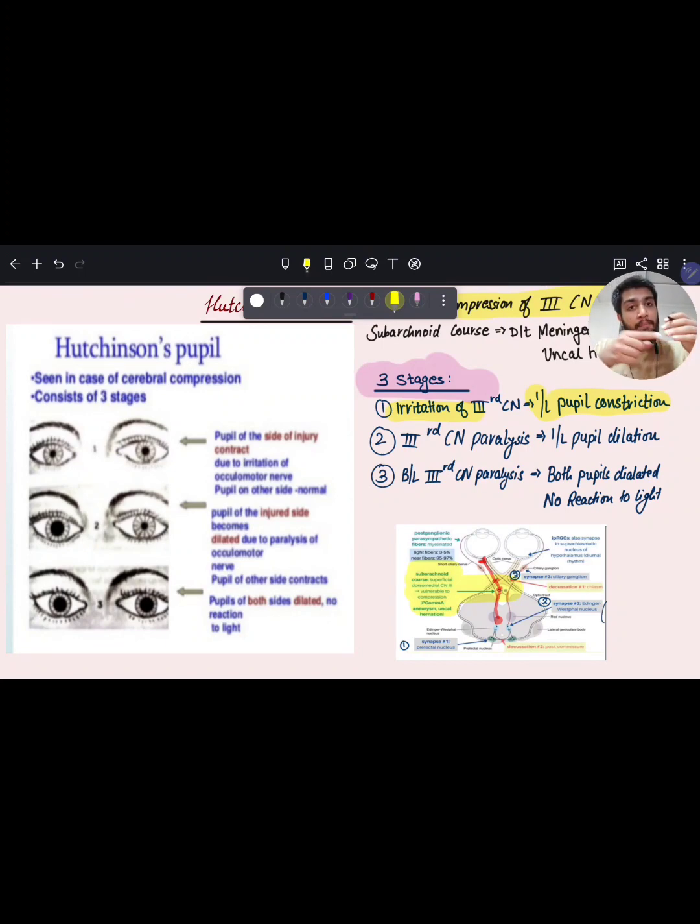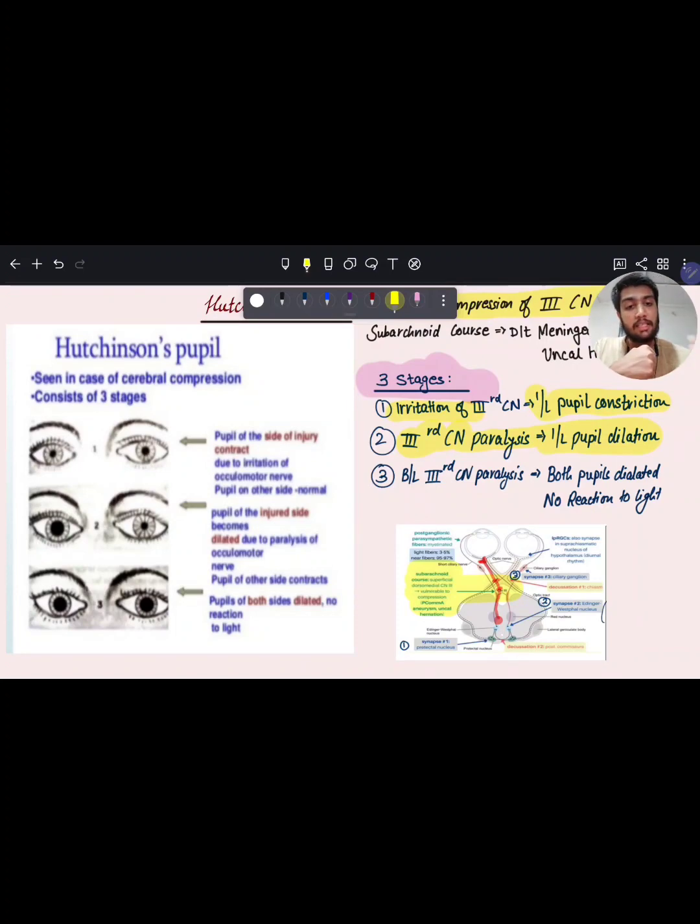Now the second stage, the bleed keeps on increasing and increasing. The herniation keeps on increasing. What is going to happen is that the third cranial nerve will be compressed so much that it will undergo paralysis. So in the second stage we have third cranial nerve paralysis, and it will cause ipsilateral pupil dilation, because obviously, as we know, the third cranial nerve supplies the pupil and helps to constrict the pupil. Now it is paralyzed, so sympathetic will take over and the pupil will dilate.